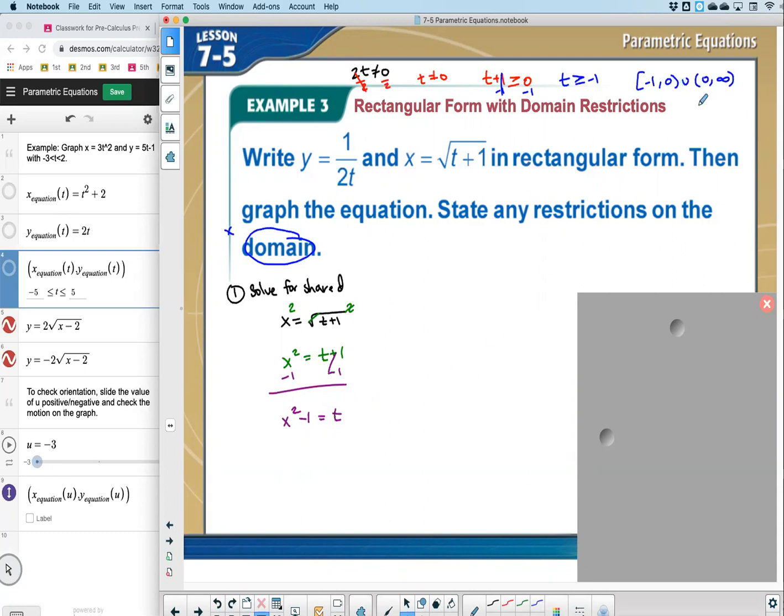Now, we can come back over here for a second and determine that momentarily, but for now, I'm going to continue on. So we continue on here, and step 2 was we substitute. So we're going to substitute now this shared variable. So the equation is y equals 1 over 2t. And so we'll replace t with x squared minus 1. And step 3 is to simplify.